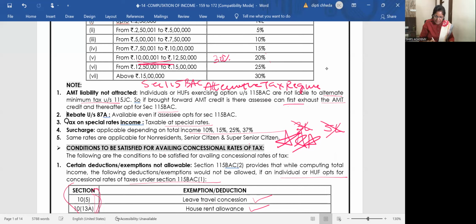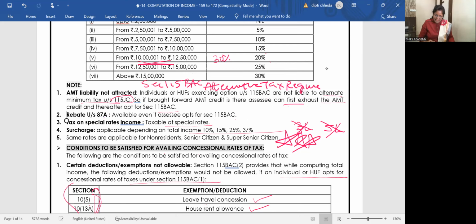And this alternative minimum tax, section 115 JC, is a different story. If you are going for that, don't go for this. Clear? If you want to do an MBA, then don't do CA right now, you will be doing two together. Okay, fine. Rebate you will get.